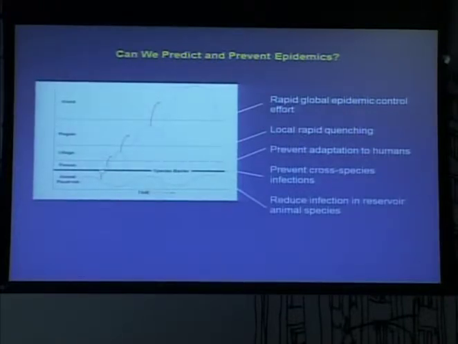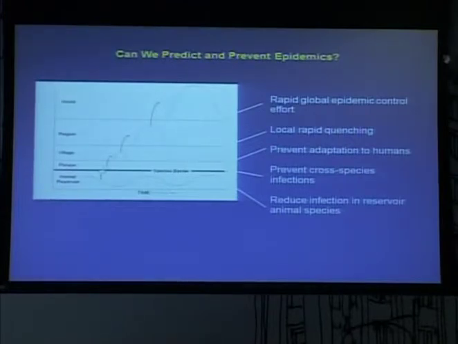We can try to prevent cross-species infections by being smarter about how we deal and make sure there isn't blood-to-blood contact or other direct contact with infected species. We can try to prevent adaptation to humans if we can find out people who are infected early and do something about it. I use this term quenching.